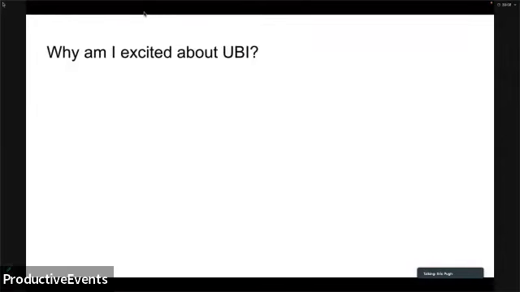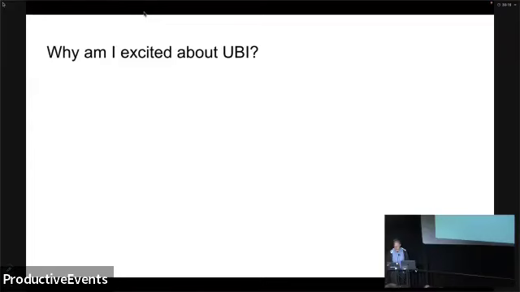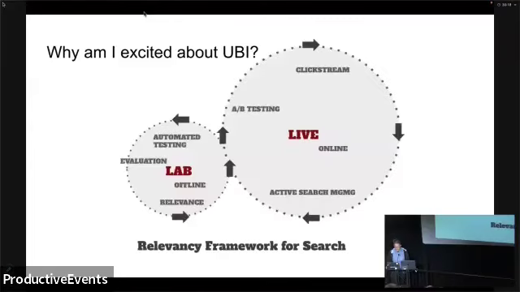So obviously this is very personal to me. And so I wanted to share why I'm excited about UBI, and why this has been such an interesting journey to go on. Some of you may have seen this diagram at other Haystack conferences. It's one I use all the time. It's how I think about relevancy improvement. And we've got our two wheels.